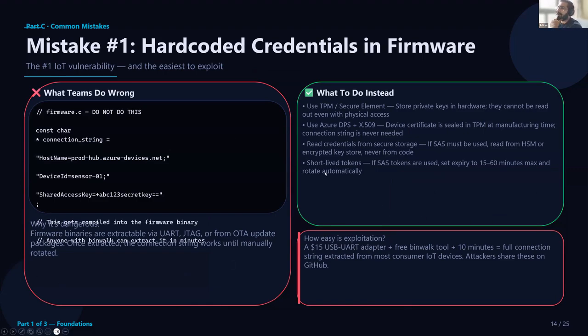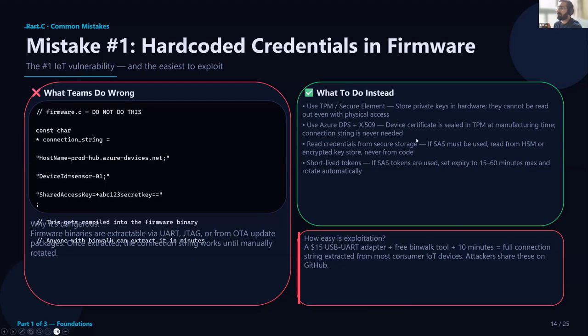So what to do instead? Use TPM and secure elements, and store private keys in hardware where they cannot be read out or accessed physically. Then use DPS with individual enrollment, so each device has a unique, revocable identity. And read credentials from secure storage.